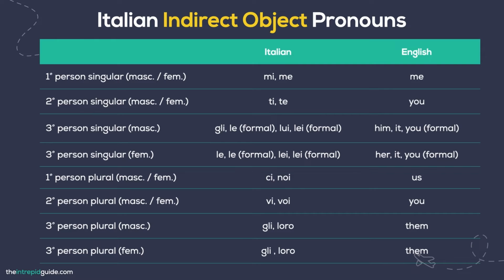Take a look at this table. Mi, me. Ti, te. Gli, le. Lui, lei. Le, lei. Ci, noi. Vi, voi. Gli, loro. Gli, loro. Now let's take a look at some example sentences.